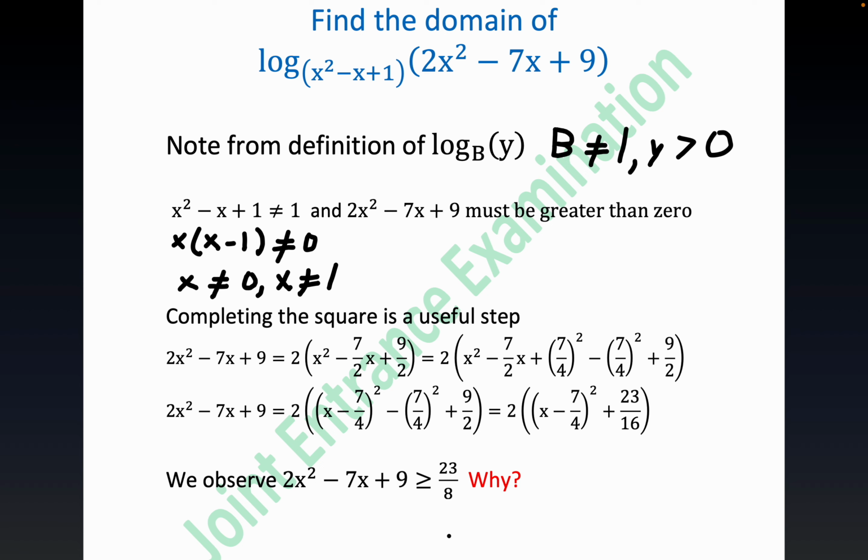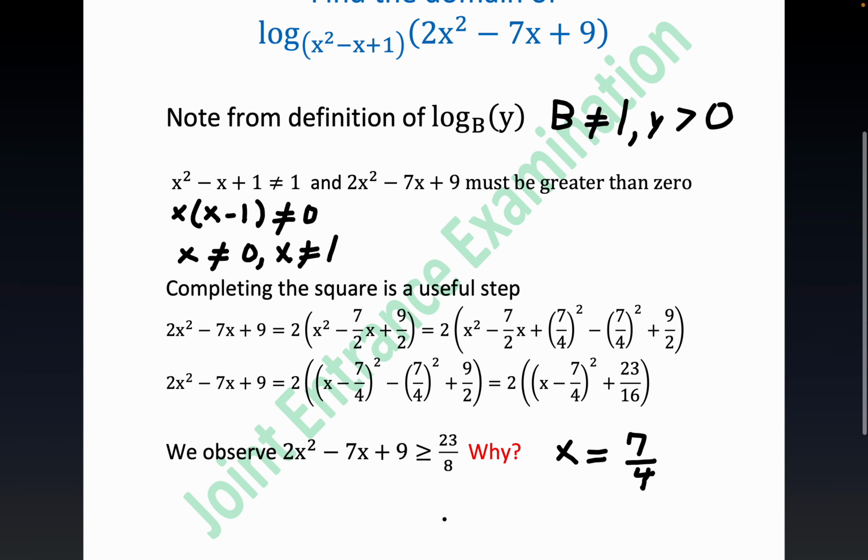Now, what we get right here at the end is that our variable input argument always has to be greater than or equal to 23 over 8, and that would happen exactly when x is equal to 7 over 4, and that's clear. If x is equal to 7 over 4, this expression is as small as it can be. Any other input here would just be adding a positive number, which would be bigger than the 2 times the 23 over 16. 2 times 23 over 16 is 23 over 8, right?